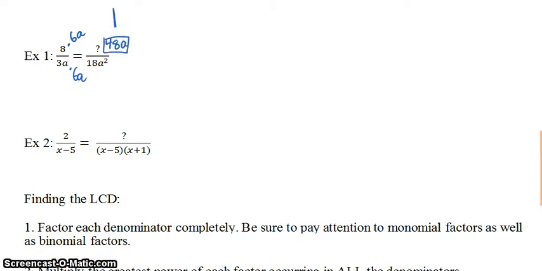Now, number 2 is a little bit different. So I start with x minus 5, and then I end up having x minus 5 times x plus 1. So what I'm missing is an x plus 1. So that's what I'm going to multiply the top and the bottom by. I do that, and that leaves me with the top of 2 times x plus 1. Again, you can always multiply that out, and we might have to later on when we're adding and subtracting fractions, but right now I'll just leave it like that.